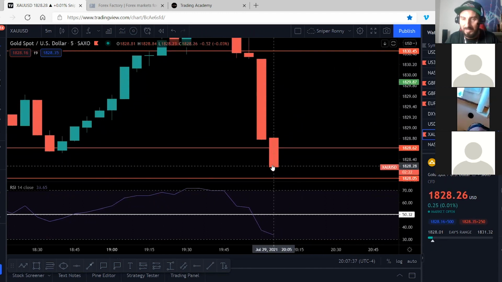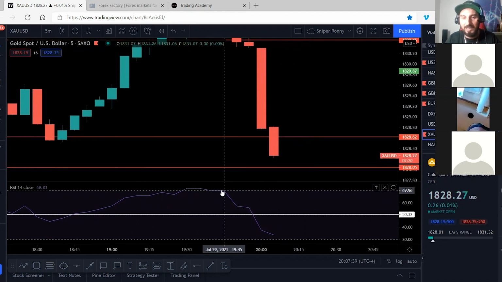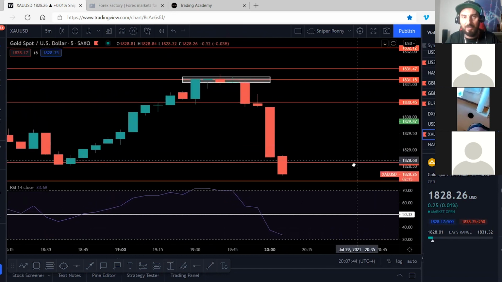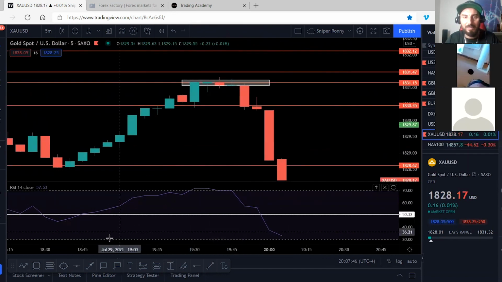So this one, look at it. It's continuing to go down. See the RSI again? Hit up here. I bet you there's divergence up there too. Look at, so we can spot divergence.